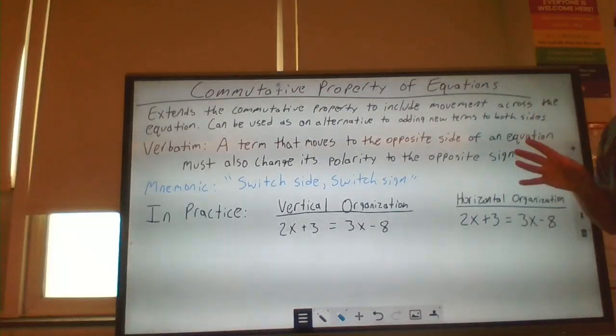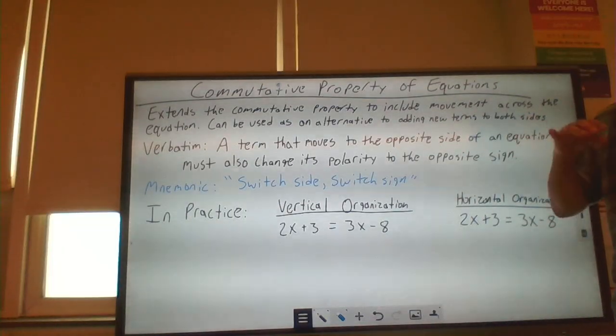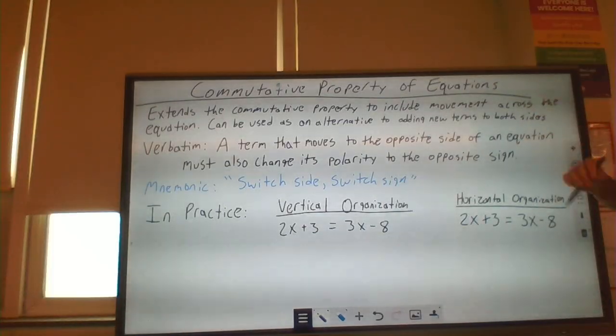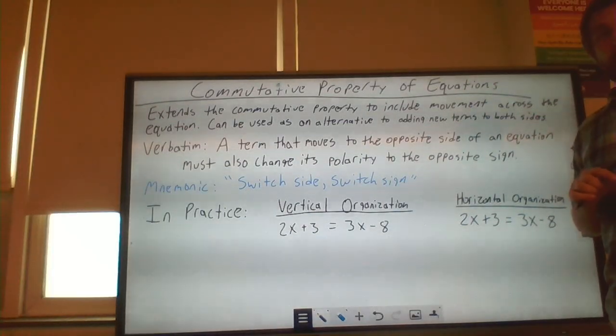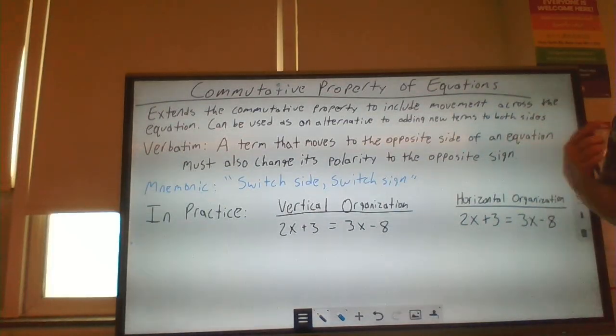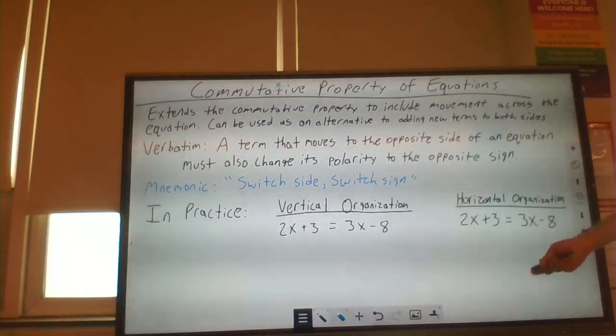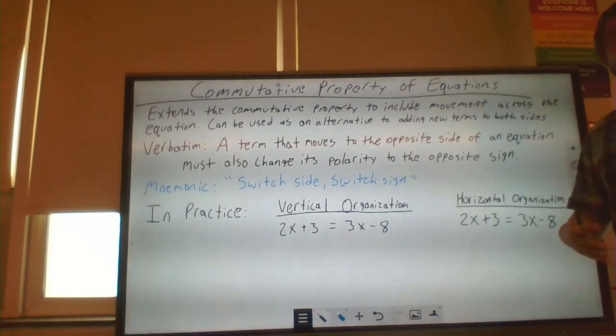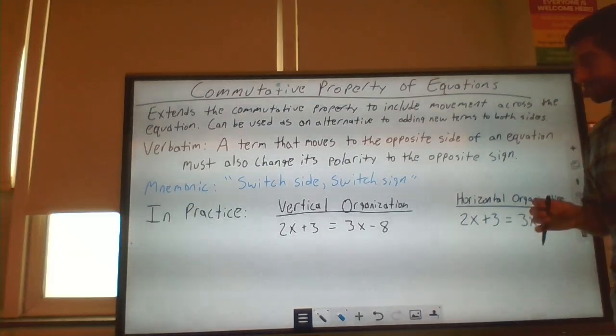I find that once students get into multi-step and variables on both sides, a lot of students really latch on to this way of doing it as opposed to the adding new terms, which makes sense because it can often be seen as faster and more intuitive.